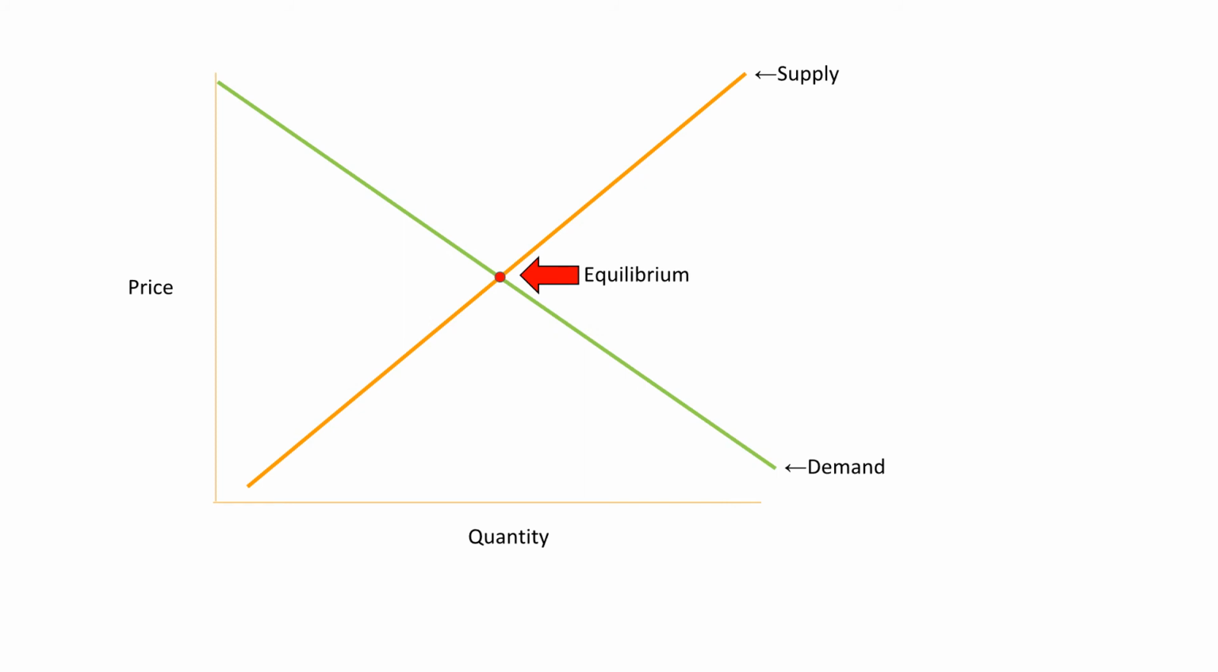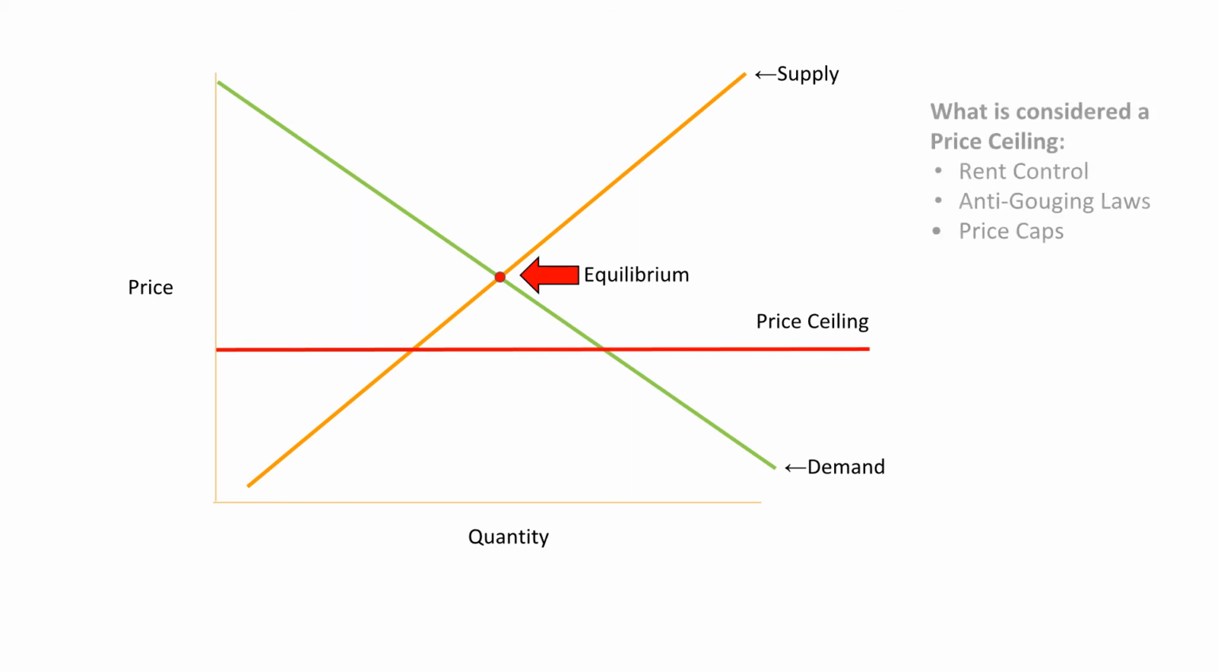At other times, the government might decide that the price at equilibrium is actually unfair to consumers. To help out consumers, the government will introduce a maximum price that the good or service can be sold at. This is called a price ceiling. Some examples of a price ceiling are rent control, anti-gouging laws that prevent suppliers from raising prices on goods like food and water after a natural disaster, or any other form of price cap.